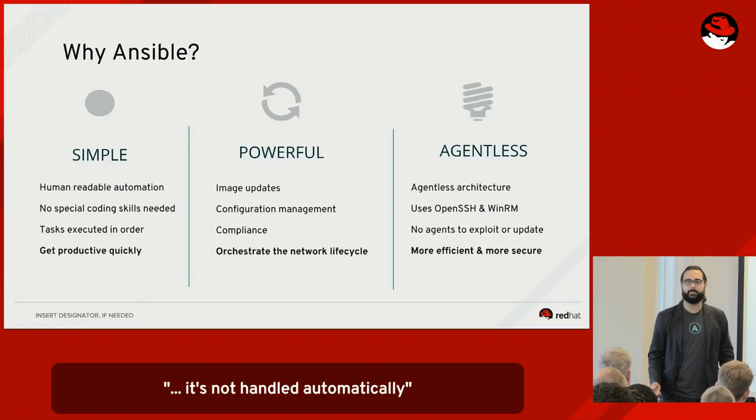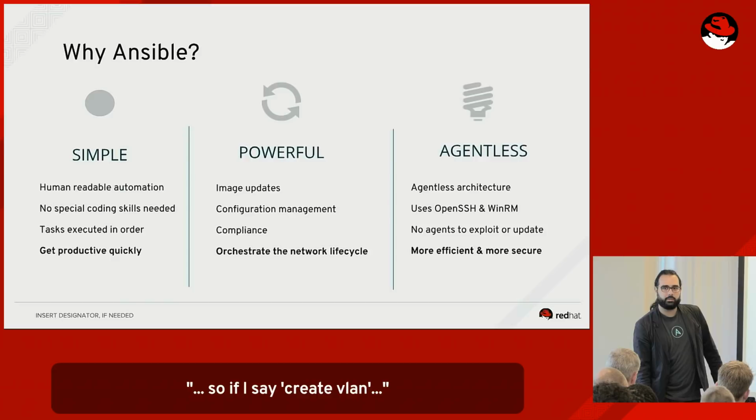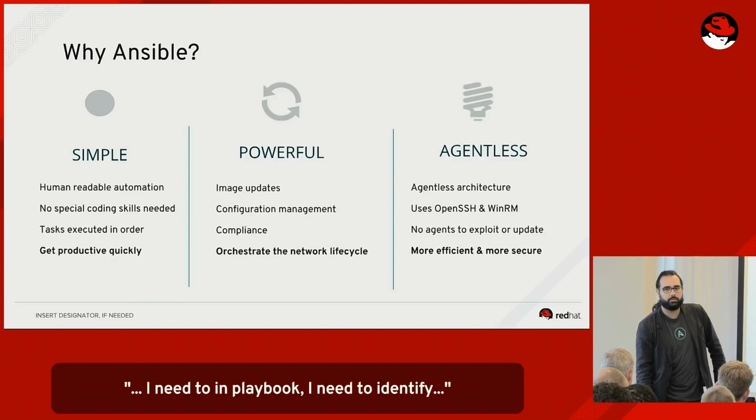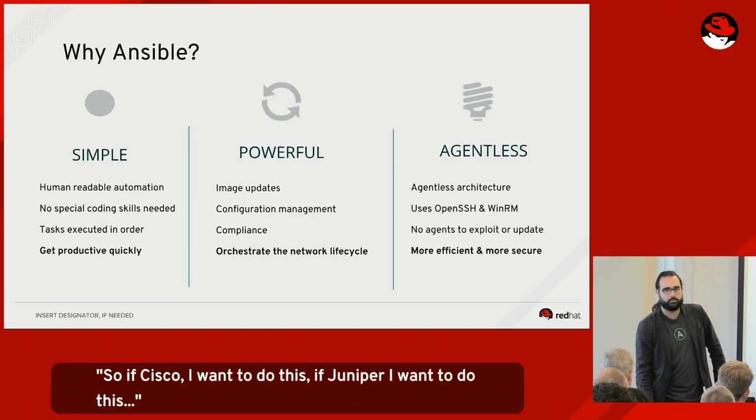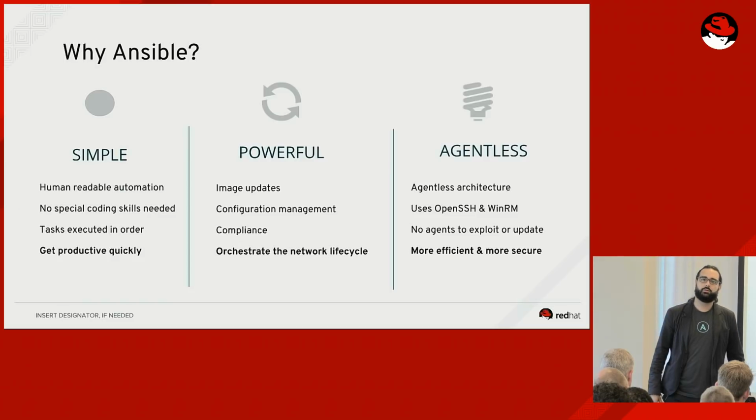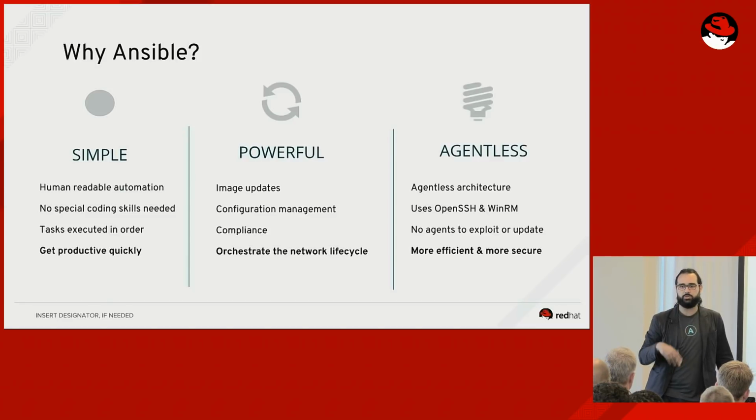So it's not handled automatically. If I say create VLAN, then on Cisco and Juniper, I need to identify in the playbook: if Cisco I want to do this, if Juniper I want to do this? No, the easiest way, for those starting with Ansible, is you have the tasks that you want to do, and then you just run it. Or you can start to make it more scalable, which is you start to introduce roles.